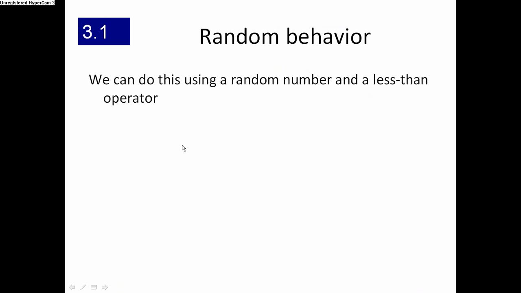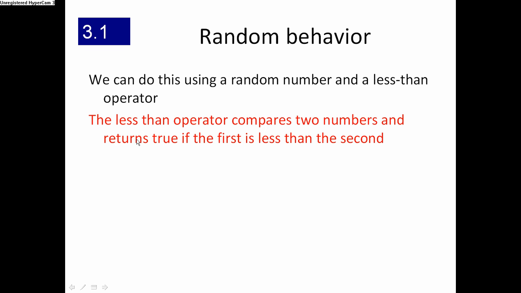Alright, so we can use this using a random number and a less than operator. So here's what we're using, the two things we learned about. We're learning about a random number and we learned about operators. The less than operator compares two numbers and returns true if the first is less than the second. So is 2 less than 33? True. It's going to return a true.